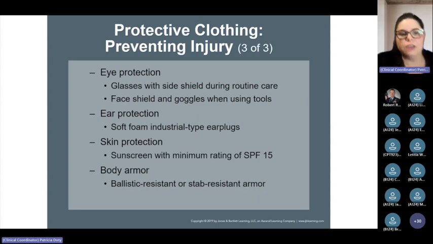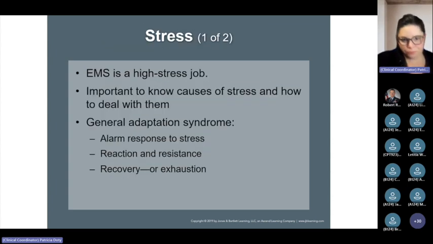And then, of course, you can have your face shield and goggles when using tools. Ear protection, skin protection. Yeah, SPF 15 is a big deal. Going on dive calls in the middle of the summer with no shade, that's a big deal. When you get a sunburn on your fingers, you remember these things, okay? Body armor, that's another one.